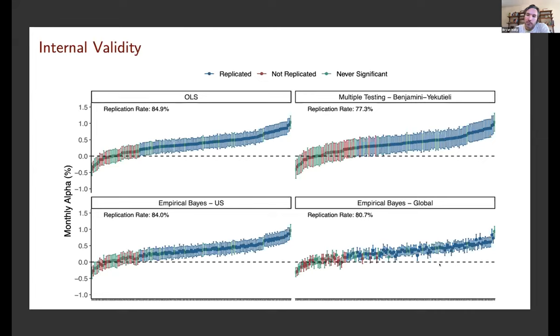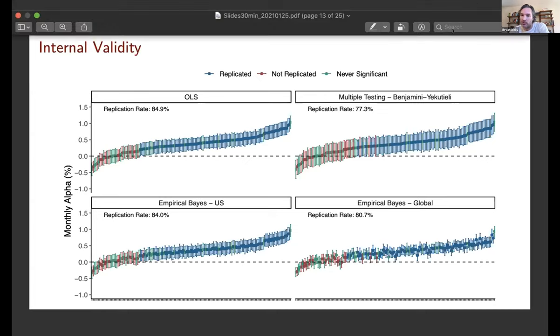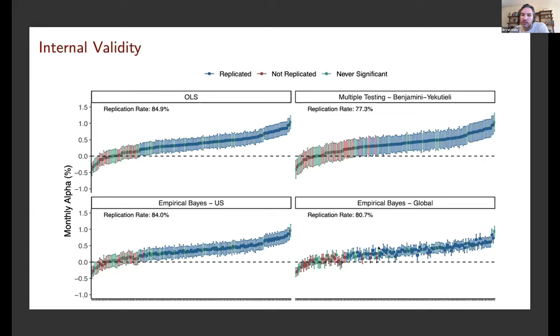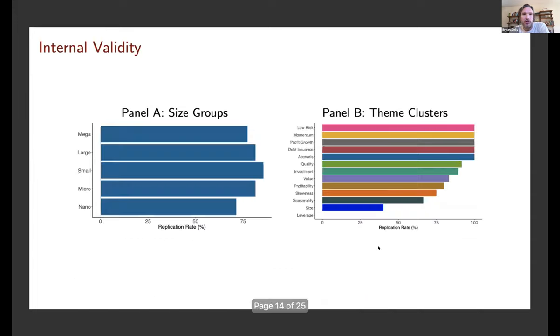Then lastly, in the right panel here, I again asked, what do the confidence intervals look like for the US factors? But now I condition not just on US data, but also on international data. And you see the confidence intervals shrink even further. So this is the first kind of evidence of internal validity of a wide range of factors that have been studied in the literature.